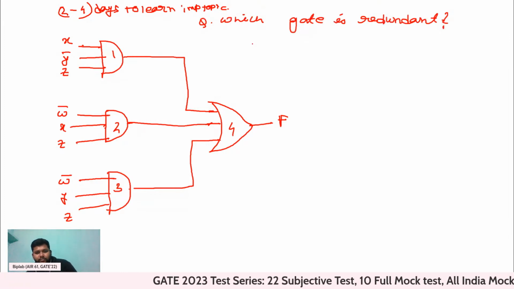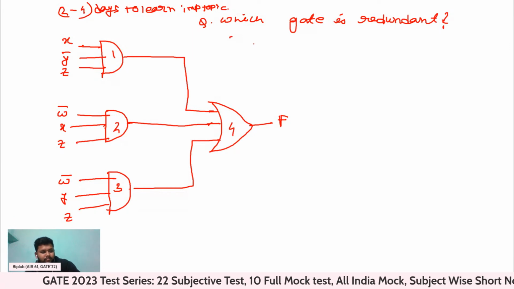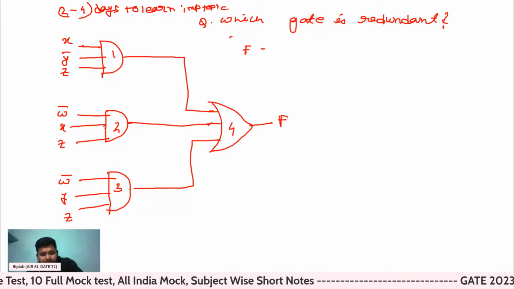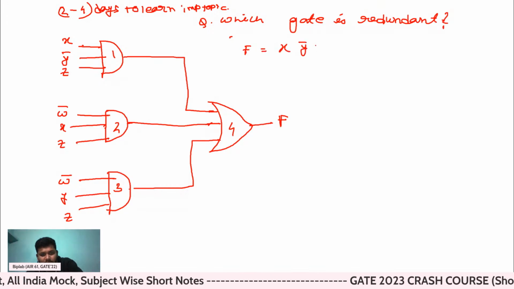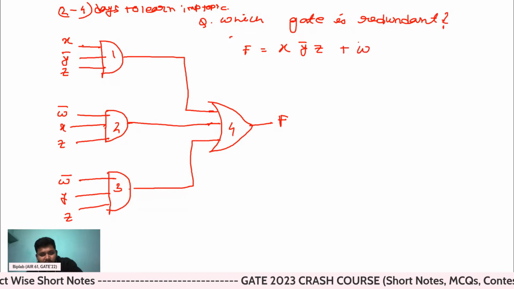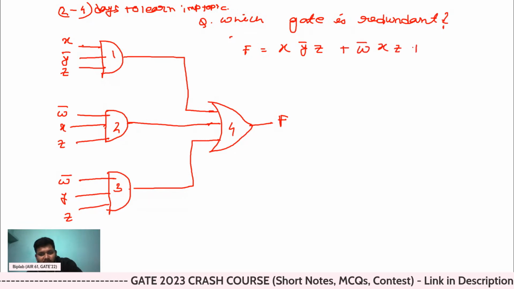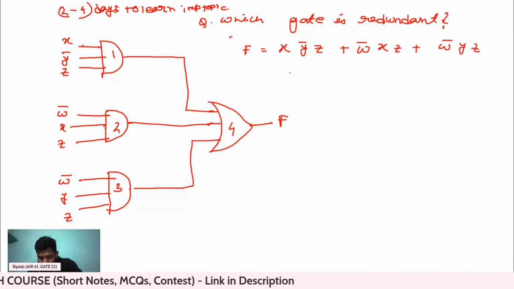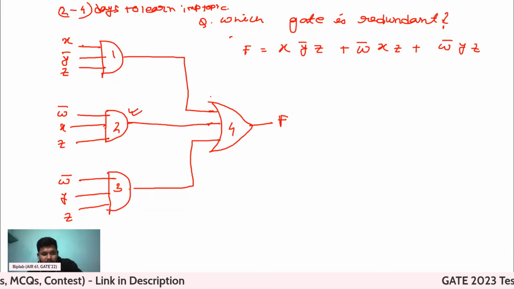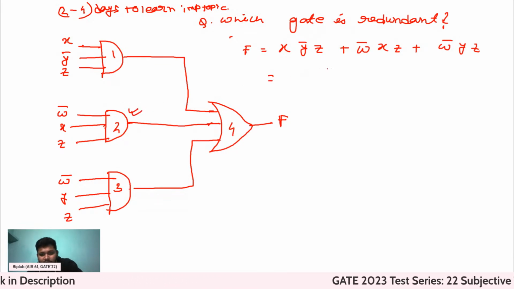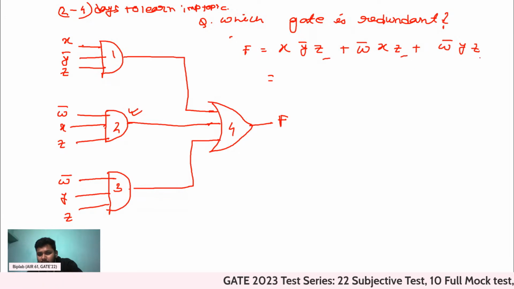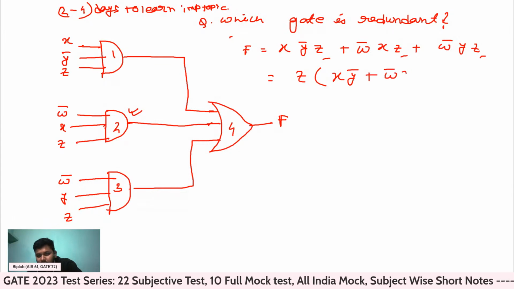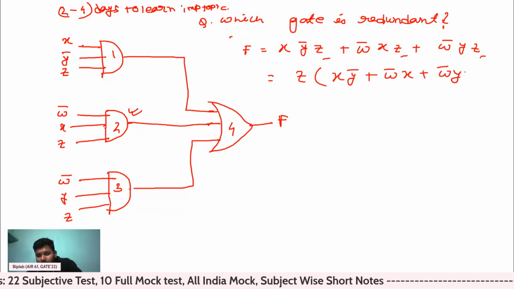Okay, so let us go forward with this one. What is your F? That is X Y bar Z plus W bar X Z plus W bar Y Z. Okay, 2, we're saying 2. Okay, so let's verify this one. So Z is common in all of them. Let's take it common. X Y bar plus W bar X plus W bar Y.